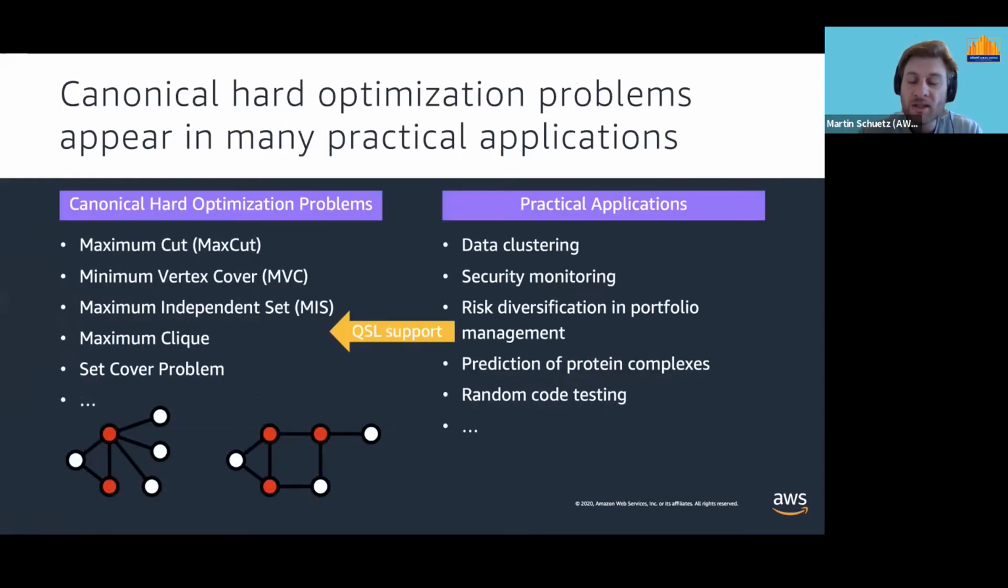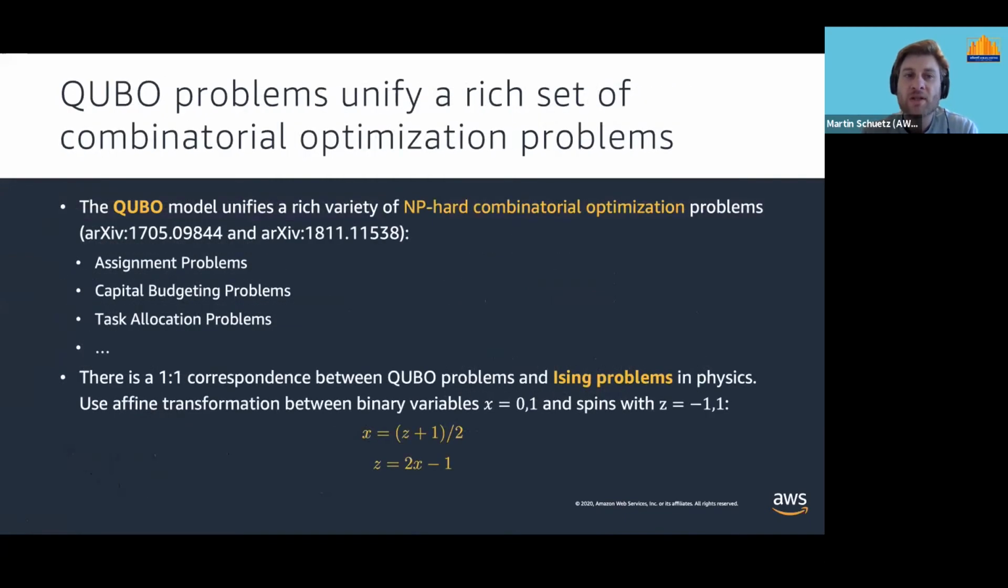So this is a long list of problems, but it turns out that there is one unifying framework, and that is called QUBO. QUBO is an acronym. It stands for quadratic unconstrained binary optimization, and it unifies a rich variety of these NP-hard combinatorial optimization problems. Again, prototypical examples: assignment problems, capital budgeting problems, task allocation problems, etc.